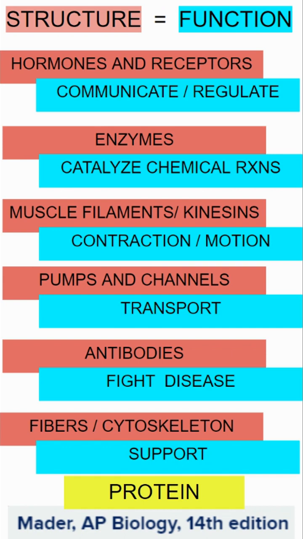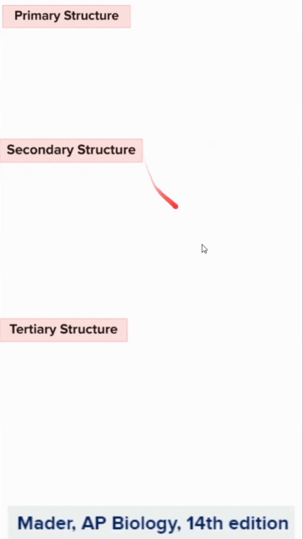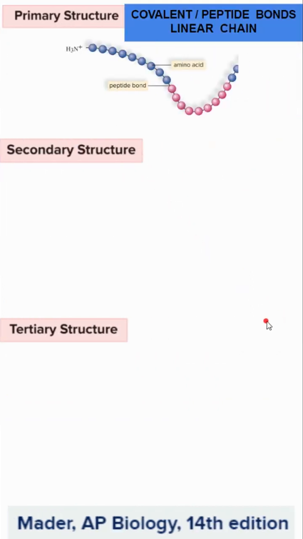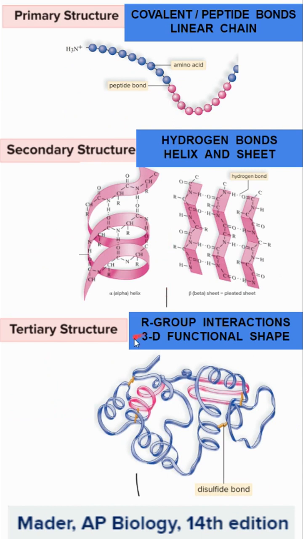So when we think about these different structures, we have to get down to the amino acids because that's where the chemistry comes from. We have hydrophobic R groups, hydrophilic R groups, and ionized R groups, and it's these R groups that are going to alter the chemistry here. Again, going back to primary structure, we have the amino acids joining in a linear chain through covalent peptide bonds. We get helixes and sheets through hydrogen bonding in secondary structure. And in tertiary structure, we're getting three-dimensional functional shape through those R group interactions.